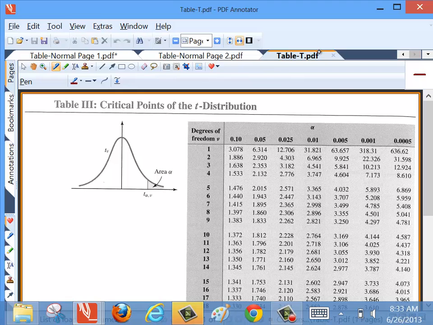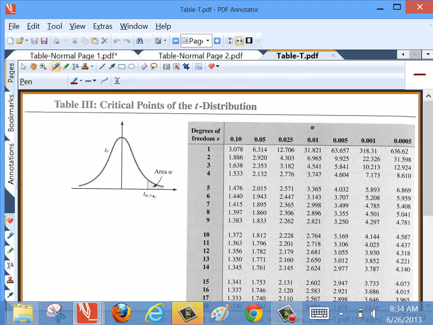The reason I asked you for the area in the right tail is because unlike the normal table, the t-table always gives you areas in the right. Notice their symbol. When they write the t, they'll first put the alpha, that's the area in the right, comma, and then degrees of freedom. So that's why our symbol for t, alpha over 2, comma, n minus 1, looked like that. It's telling you how much area is in the right tail and your degrees of freedom.